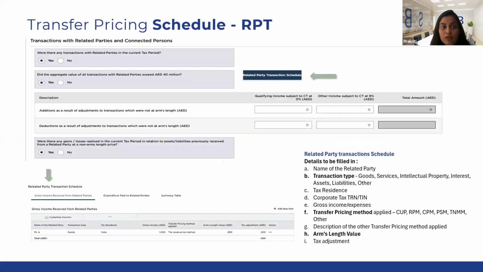So this is how your transfer pricing in the return and the schedule will look like. At the top, what we see is the preface of the corporate tax return, where the first question is whether there are any transactions with the related party in the current tax period. Once you say yes, the next question that pops up is whether those related party transactions exceed the 40 million dirham threshold or not.